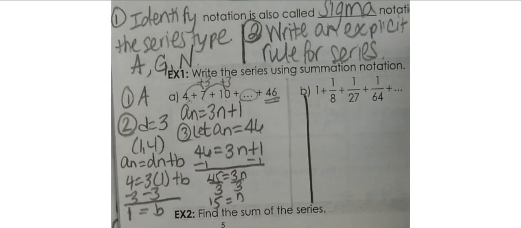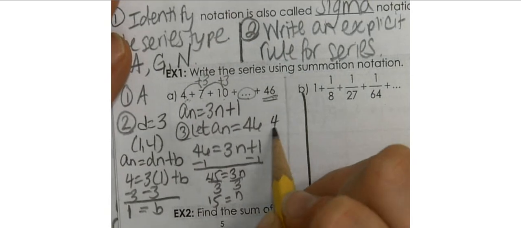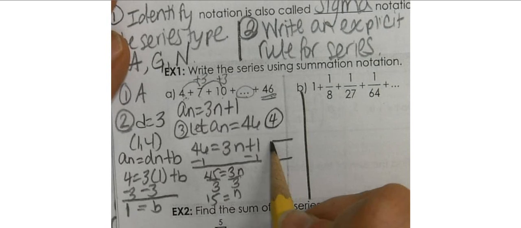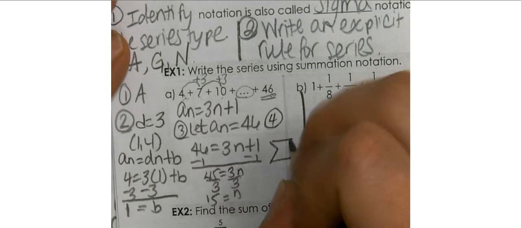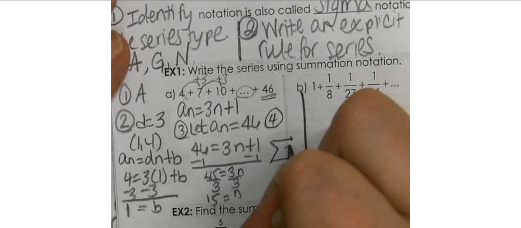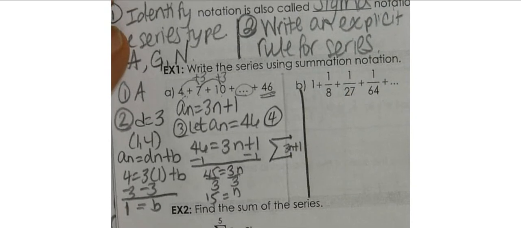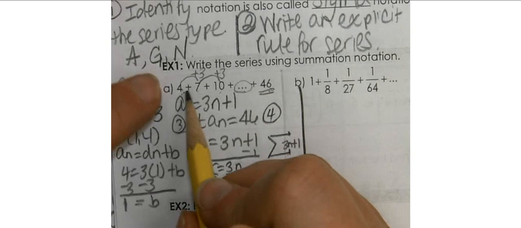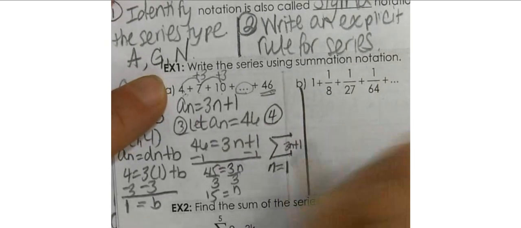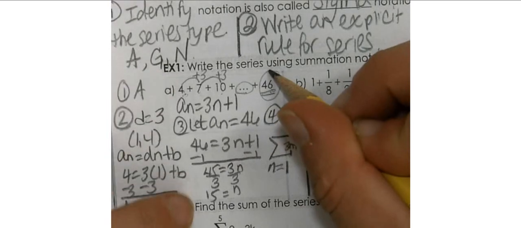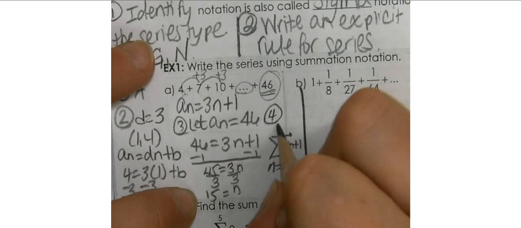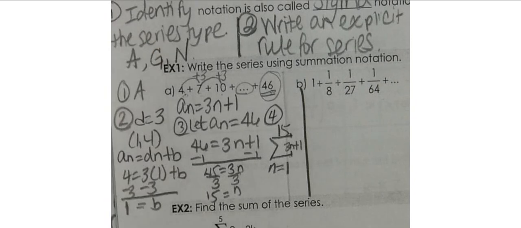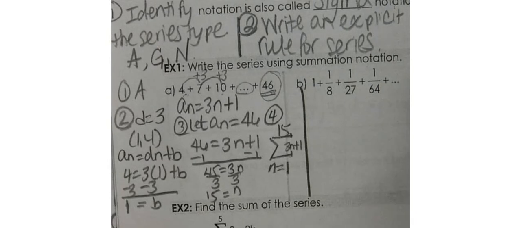So for our summation notation, I need just a little bit more space. My summation notation is going to look like this. This is step number 4. I'm going to draw my equal sign. I'm going to write my rule, which is 3n plus 1, without the a sub n, and then I'm going to say that this is the sum starting at the first term, so I'm going to call this n equals 1, going all the way up to 46, which is in the 15th position, so it's going to end at 15, and I've just written summation notation. This is for a finite series. A finite series requires a little bit more work than an infinite series, and let me show you the reason why.